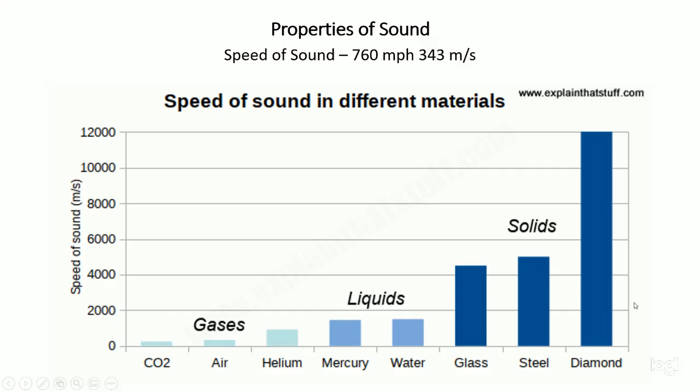As we move into a solid, such as steel, you can see that in steel, sound waves are traveling a little more than 5,000 meters per second. The more dense the material, the faster the speed of sound.